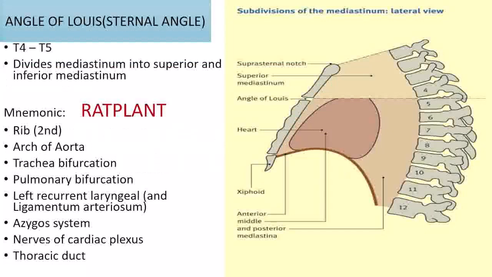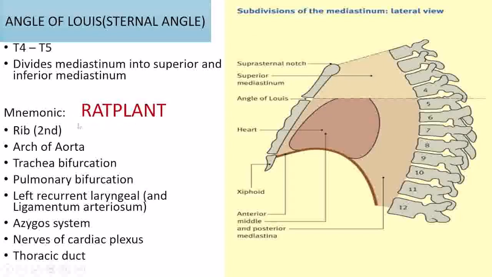Alright, so the angle of Lewis, or the sternal angle, or the manubrio-sternal junction, is actually at the level of the junction between the fourth and the fifth thoracic vertebrae. So this superficial line here demarcates the superior mediastinum right here from the inferior mediastinum. Okay, so there are very important events that take place at this angle of Lewis, which are very important to know. They are easily remembered using the mnemonic RAT plants.